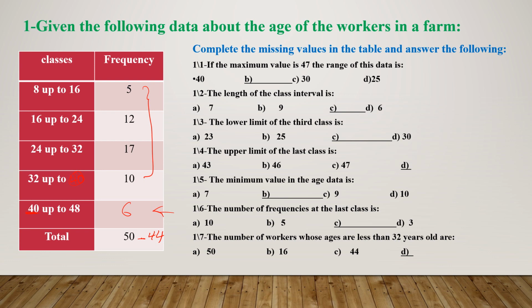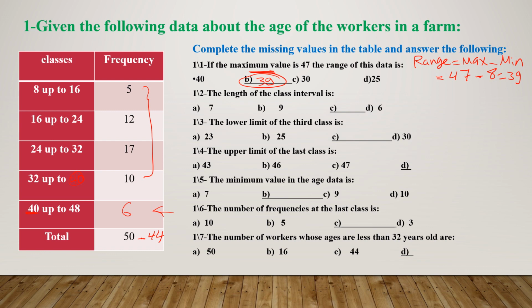Question 1. If the maximum value is 47, the range of these data is: the range equals the maximum value minus the minimum value, and the maximum value here equals 47 and the minimum value equals 8, which is the lower limit of the first class. So the range equals 39. The correct answer is B.